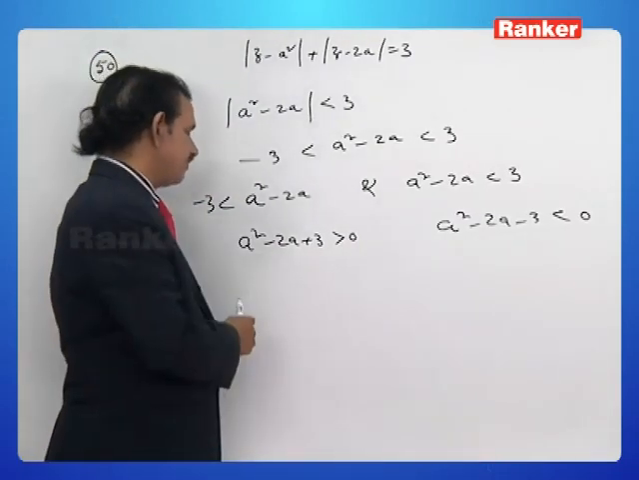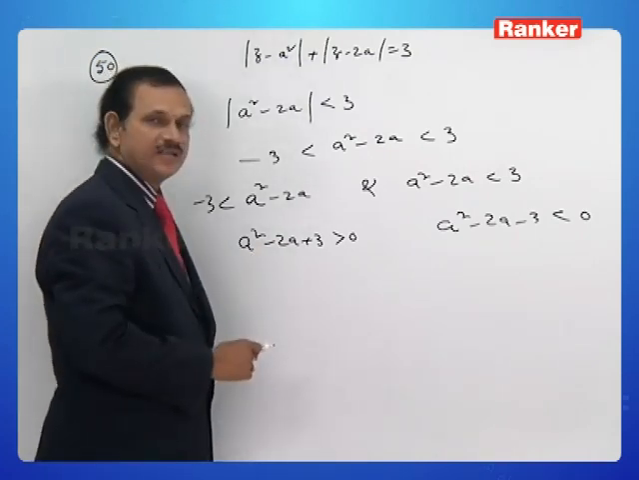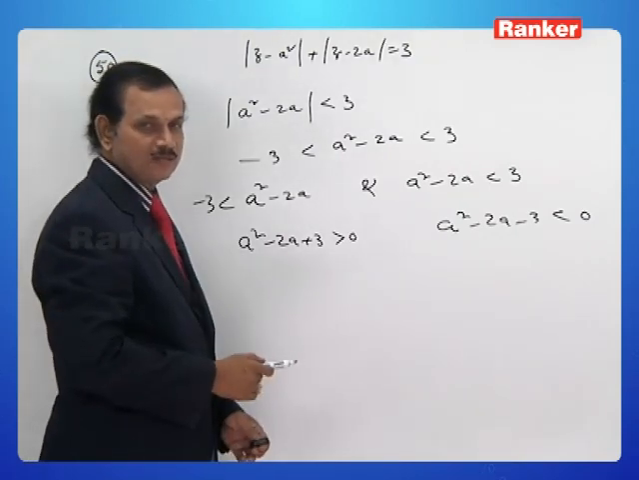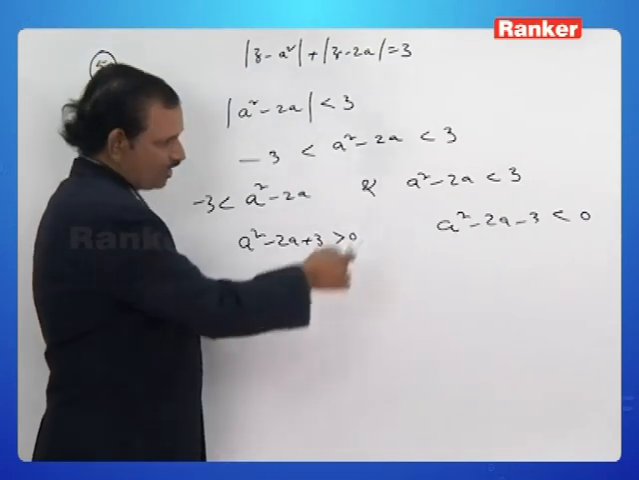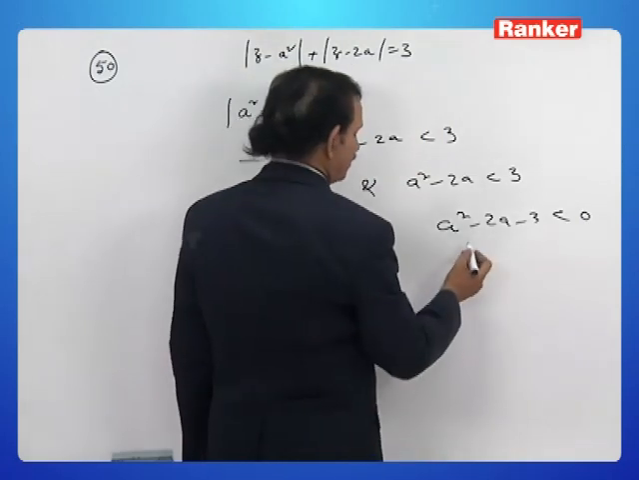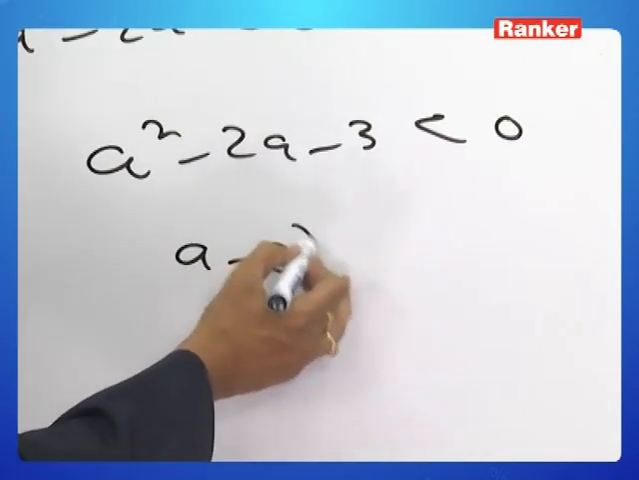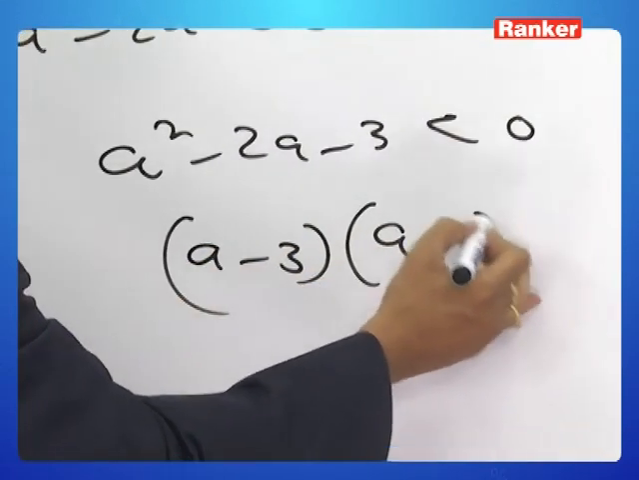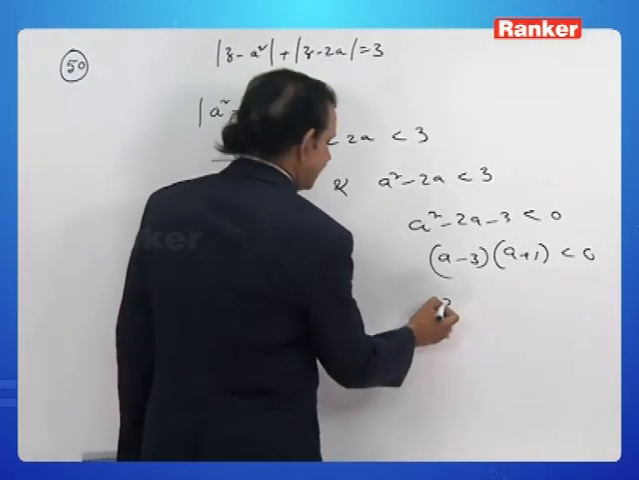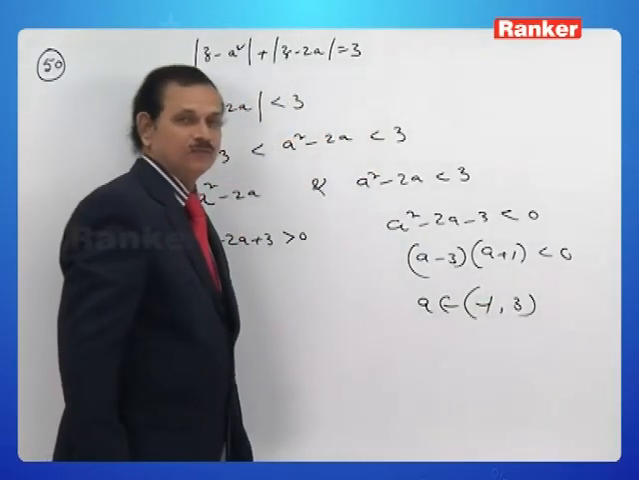You observe this quadratic expression. What is the discriminant here? B square minus 4AC is negative. Therefore, A square minus 2A plus 3 is always positive. Okay? Well, so we have to solve this: A square minus 2A minus 3 is less than 0. What does it mean? Can you have the factors here? Of course, why not? A minus 3 into A plus 1 is less than 0. Isn't it? Well, this says that A belongs to the open interval minus 1 to 3.